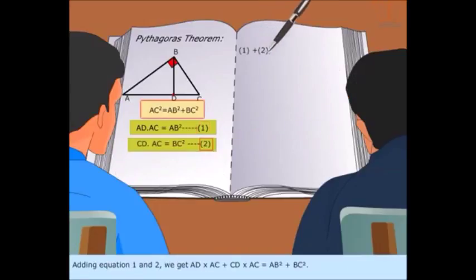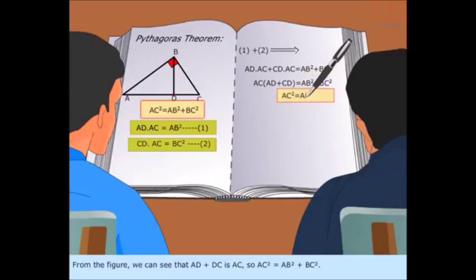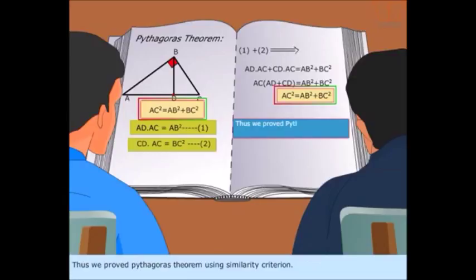Adding equation 1 and 2, we get AD into AC plus CD into AC equal to AB squared plus BC squared. Taking AC common on the left hand side, we get AC into (AD plus CD) equal to AB squared plus BC squared. From the figure, we can see that AD plus DC is AC. So, AC squared is equal to AB squared plus BC squared. Thus, we proved Pythagoras theorem using similarity criterion.